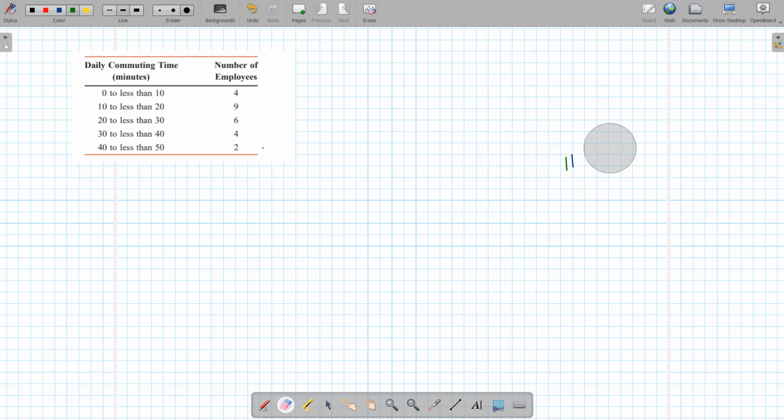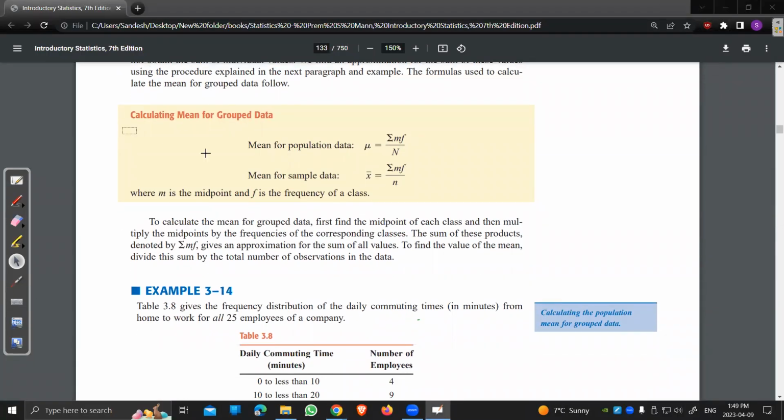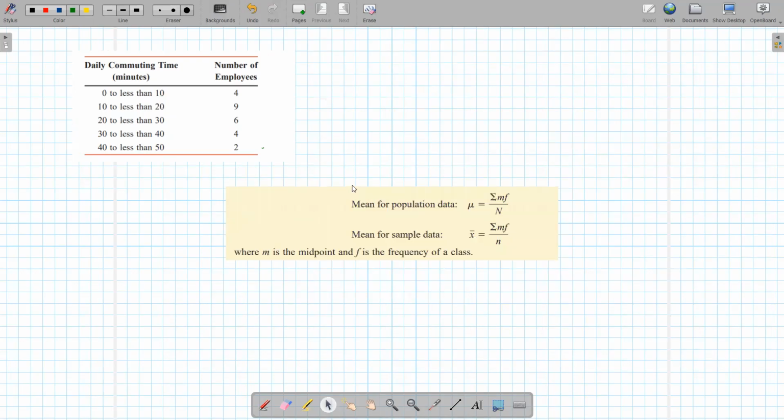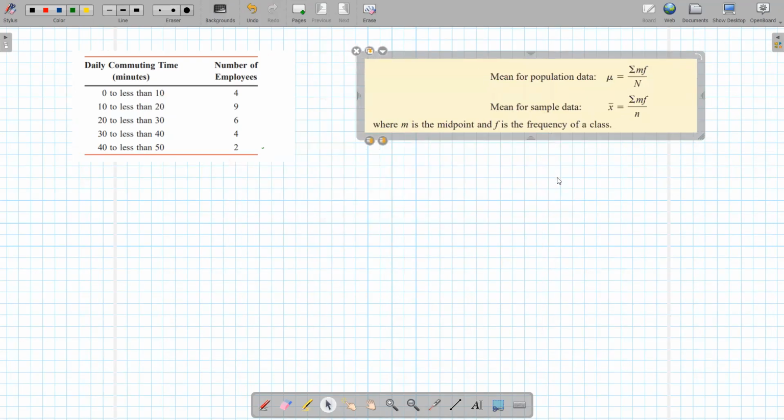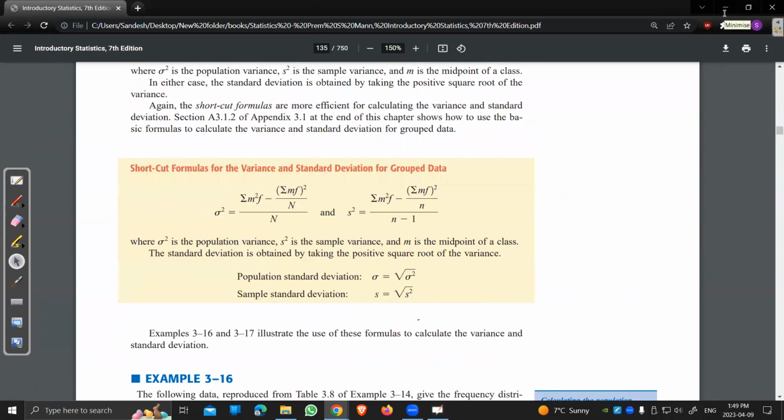The question is going to be the same. Find the mean, find the median, find the standard deviation. The formulas are going to be a little bit different for a grouped data set. We can actually do the mean, median, and I also want to do the standard deviation. All right.